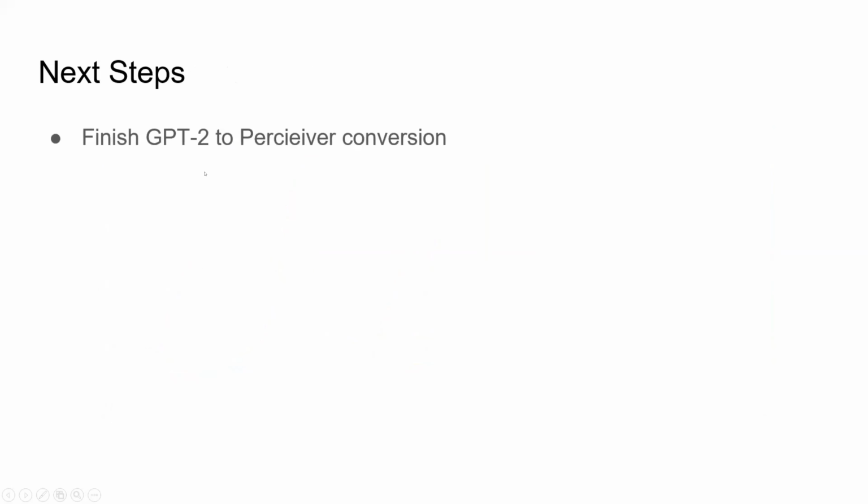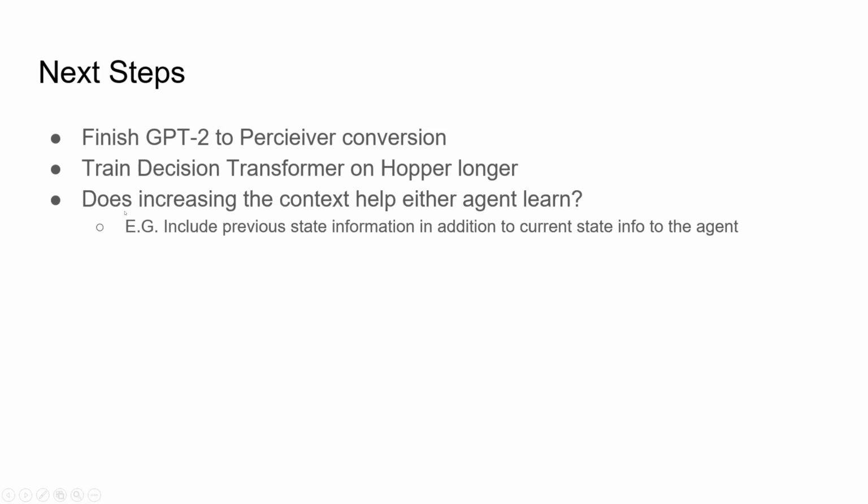Next steps are just to finish up the GPT-2 to perceiver conversion, where GPT-2 is the backbone to the decision transformer. After that, we'll train our decision transformer on that Hopper environment for longer. And then we'll test whether or not increasing the context helps by just appending previous state information to what the agent can see at any given time step.